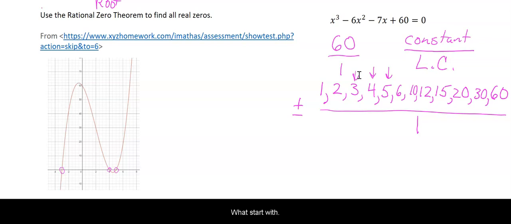Let's start with 4. If I think 4 is an x-intercept coordinate, then the solution is 4, but the factor, of course, would be x minus 4.